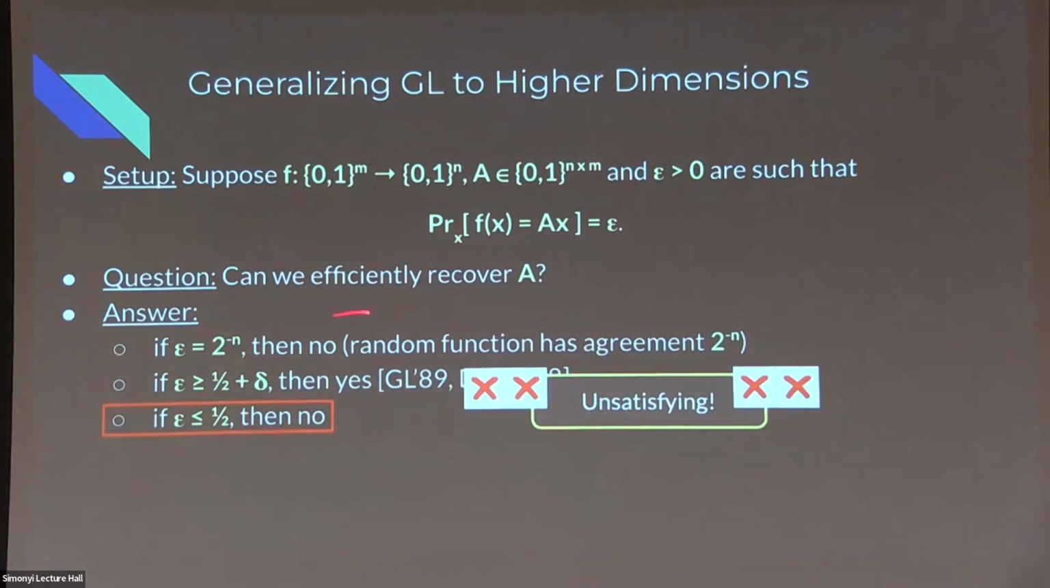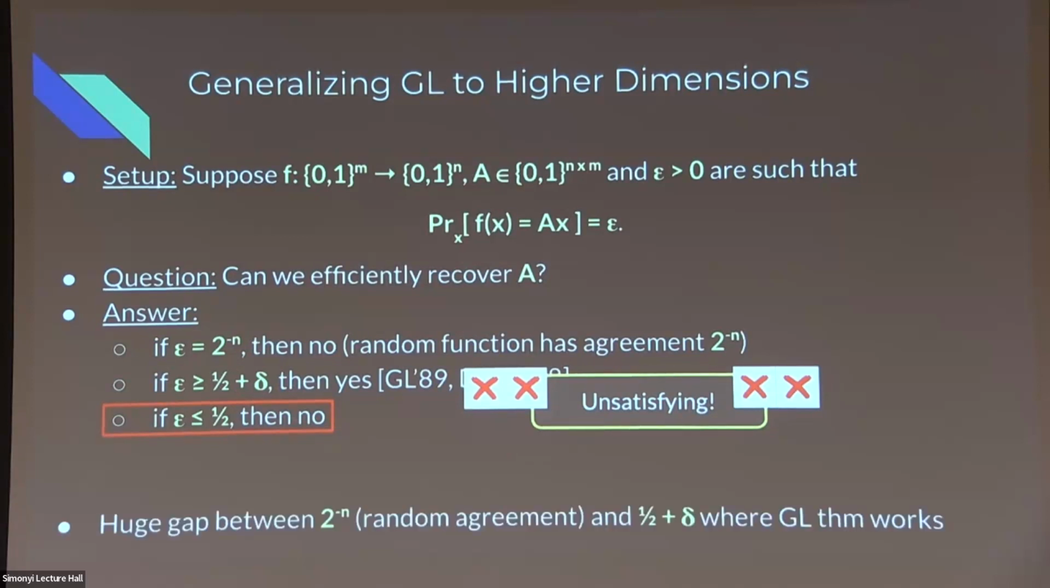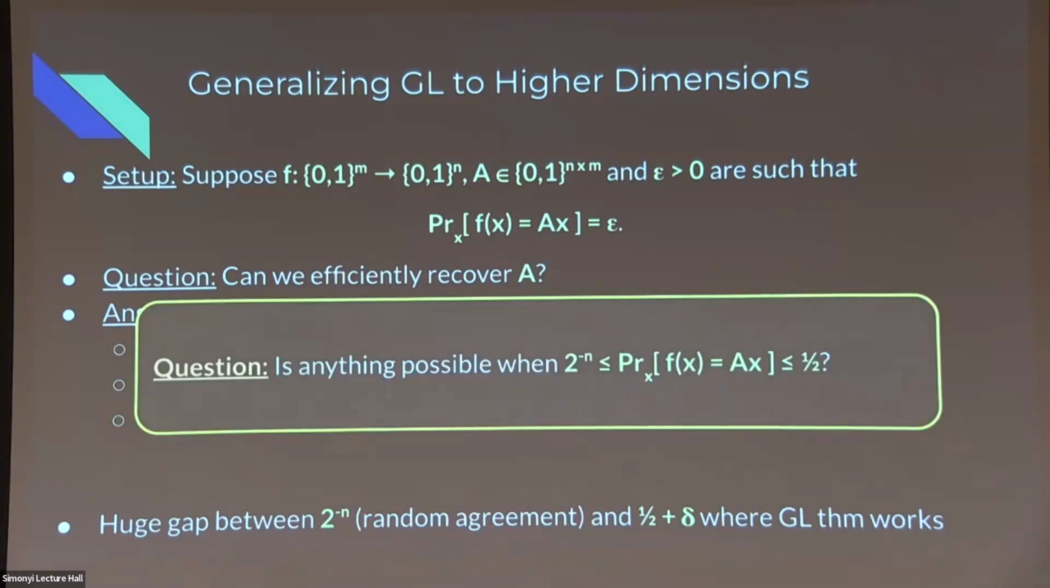Here, the randomness threshold is 2 to the negative n, where you have no hope because of a random function, and 1/2 plus delta is where Goldreich-Levin works. It's not clear that you can't recover structural information about the function that is explaining the linear agreement. So maybe we just need to move the goalposts and change what we're trying to do. There's a huge gap between 2 to the negative n, where there's clearly no hope, and 1/2 plus delta, where the Goldreich-Levin theorem works. So the question is what's possible in between.